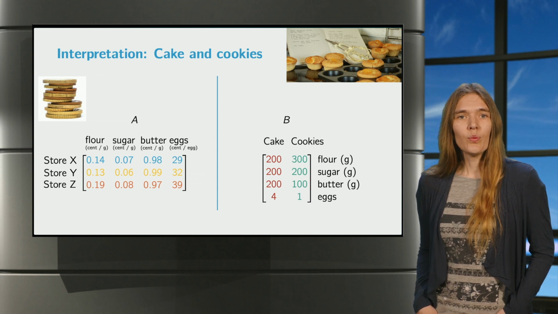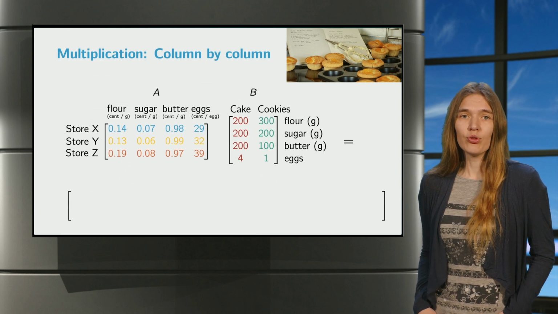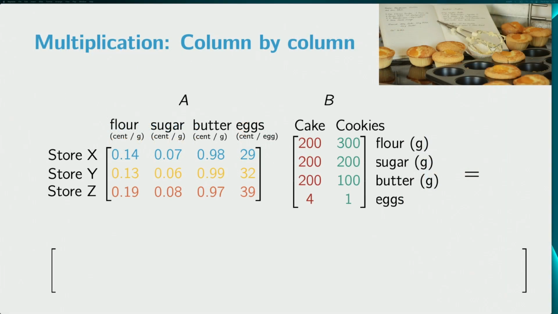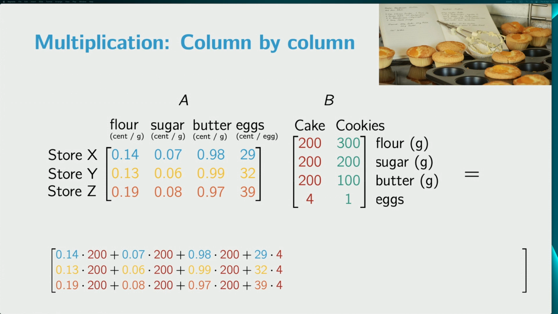Their matrix product will help us combine the information in these tables, or matrices, in a meaningful way. First, note that the columns of the matrix A on the left correspond to the rows of B on the right, not just in number, but also in meaning and units: flour, sugar, butter, and eggs. Now, let's compute the first column of the matrix product. As we have just learned, this is a linear combination of the columns of A.